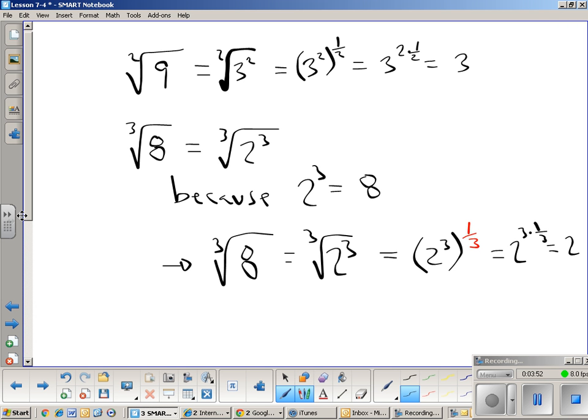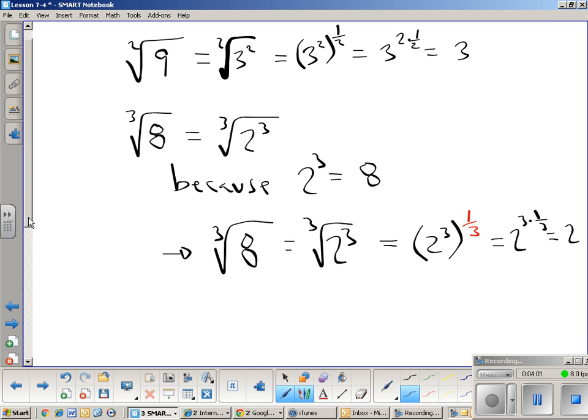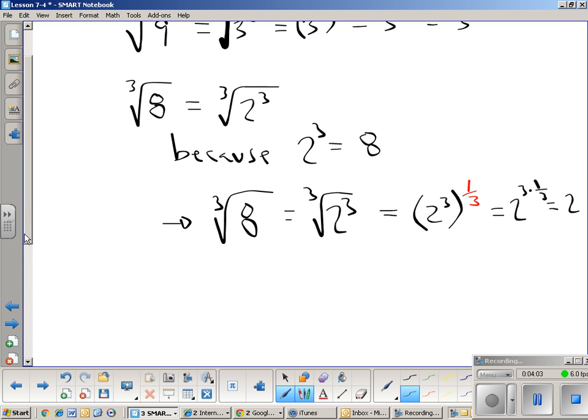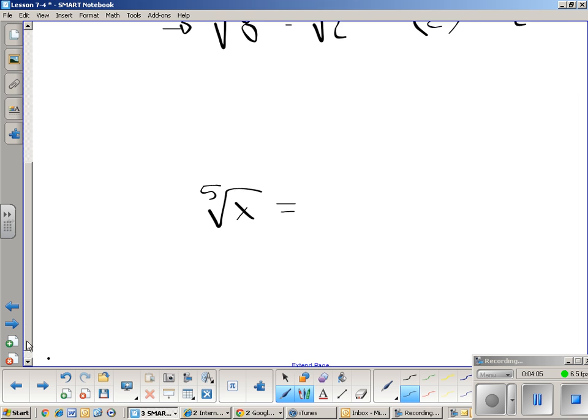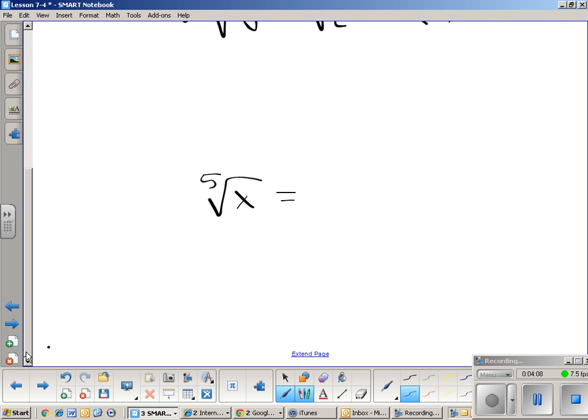I know that's kind of overkill. You can use your calculator to find the cube root of 8 is 2. But I want to make sure you understand the relationship between these radical signs and rational exponents. Any questions on that before we move down to this other example? How can I rewrite this one then as a rational exponent? I'm going to write this with a rational exponent.